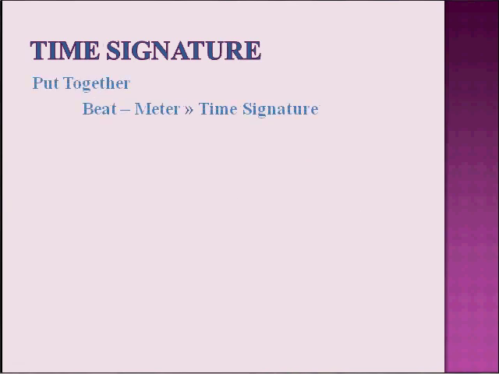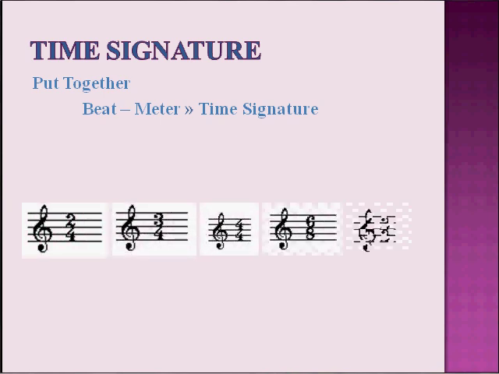We put this together in time signatures. Now beat and meter together make a time signature. Here we show various types of time signatures you see on a piece of sheet music. It could be 2/4 over here, the 3/4 time, the 4/4 time, 6/8 time, or even 2/2 time.